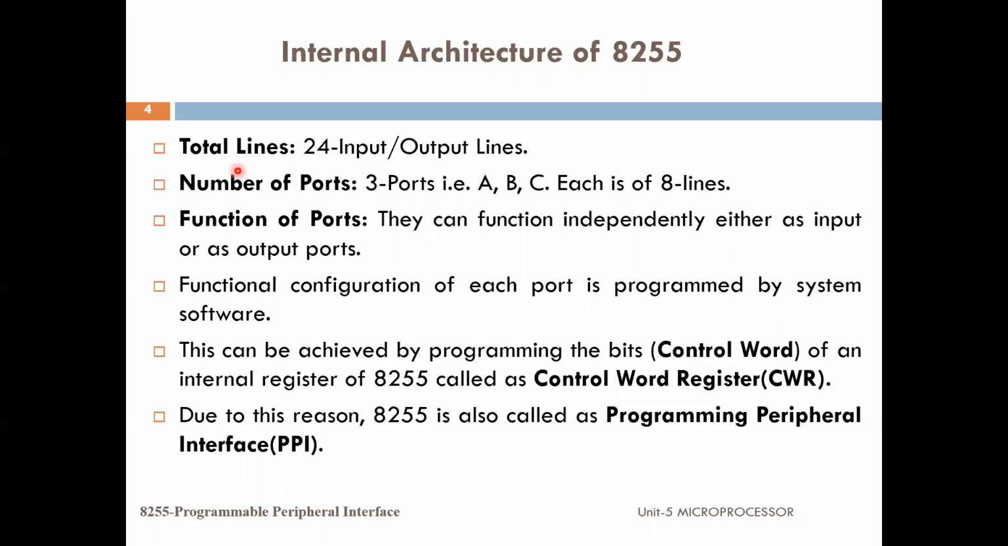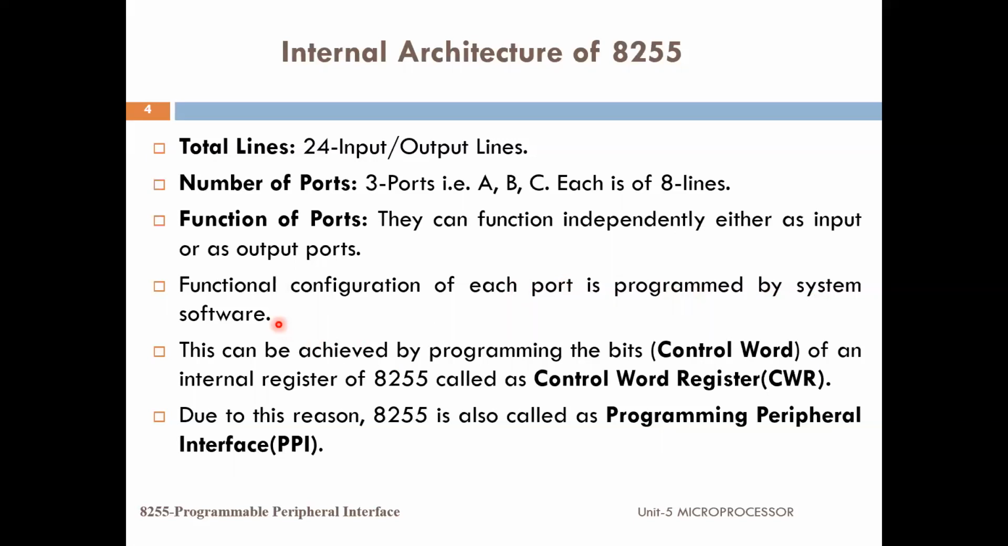Now in the 8255 the total number of lines is 24, which can be used as input and output lines. The number of ports, as we have studied already, is three, A, B and C, and each is of 8 lines. So why do we require these ports? These ports are required to function independently either as an input or as an output port. And the functional configuration of each port is programmed by the system software.